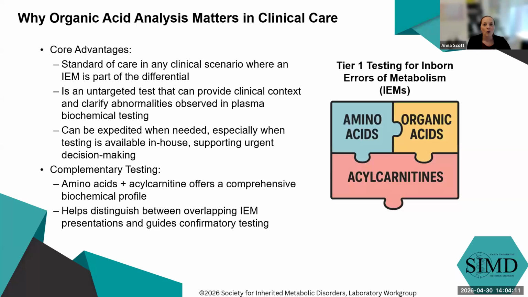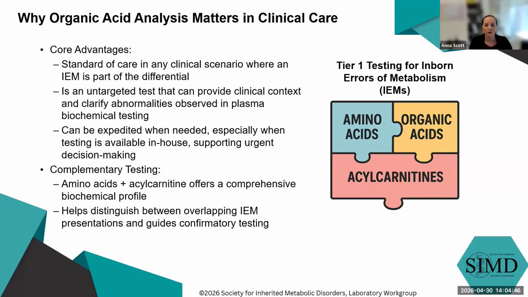Urine organic acids, while not a speedy test, absolutely can be expedited. If your testing is available in-house, it can 100% support urgent decision-making around care, whether or not you can provide protein, just kind of what pathway of abnormalities you're dealing with. Urine organic acid testing can be extremely helpful and informative. And as we see here in the picture, it is a beautiful complement to our blood testing, and it can help to distinguish between overlapping presentations.